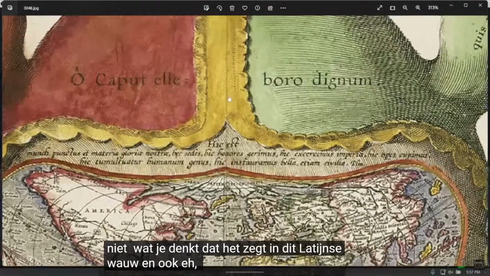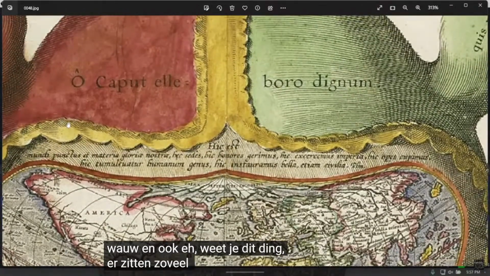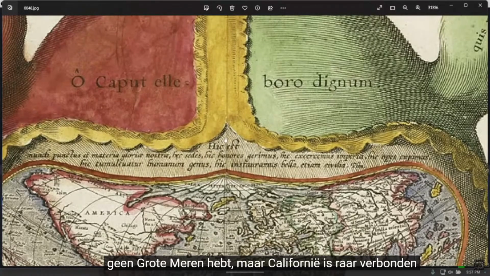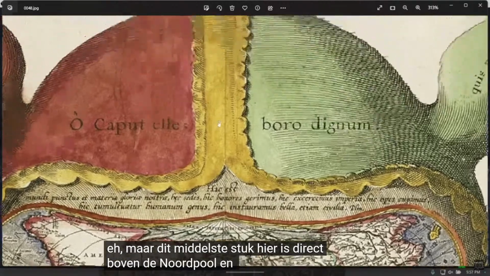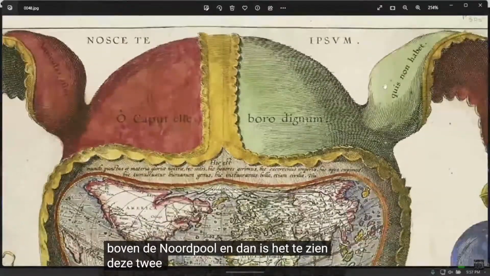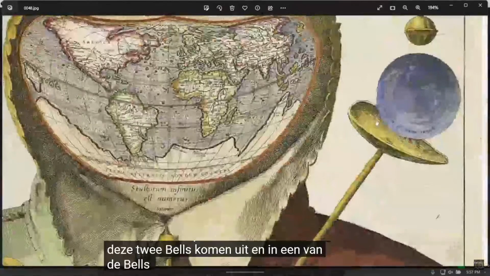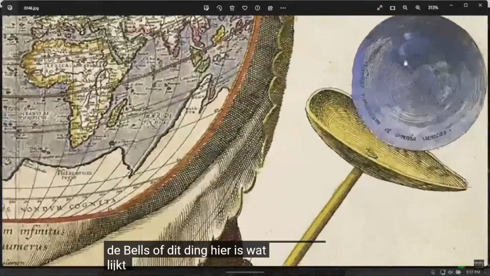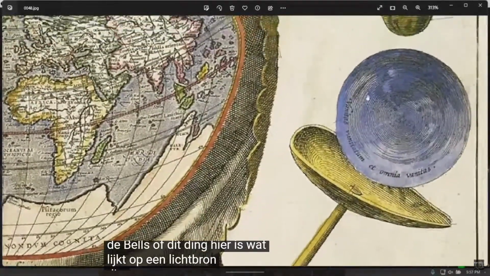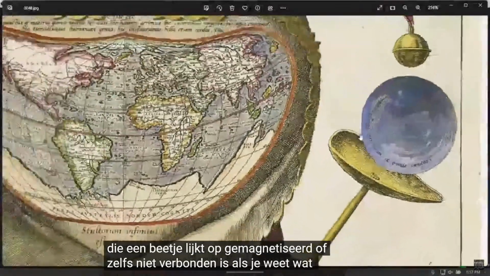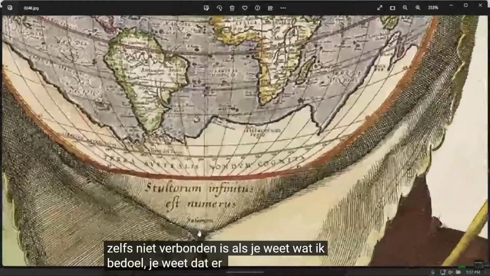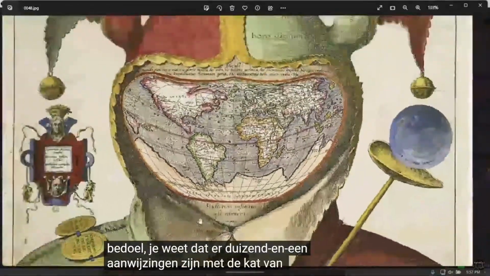Wow. And also, you know, this thing, there's so many clues in it. You've got no Great Lakes, but California is linked, weirdly. But this middle bit here is directly over the North Pole. And then it shows these two bells coming off. And in one of the bells, or this thing here, is what looks like a luminary that is sort of like magnetized, or not even connecting, if you know what I mean. You know, there's 1,001 clues with the Fool's Cap map.